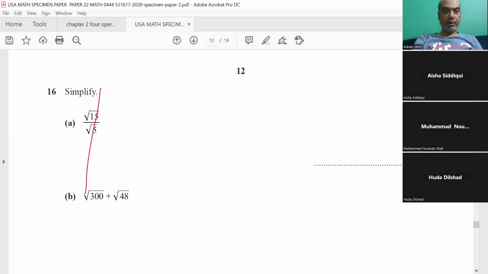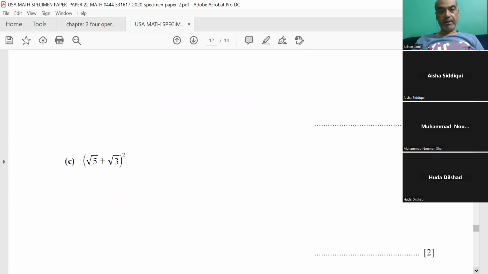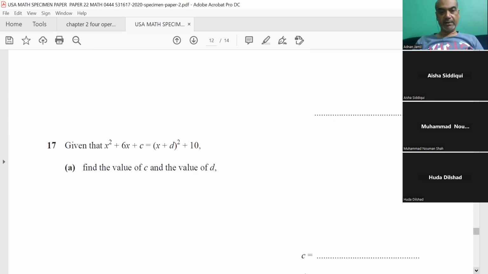This is not included in our course. This is rationalization and radical signs, yeah. So this cannot be given. This is important. This is completed square form.